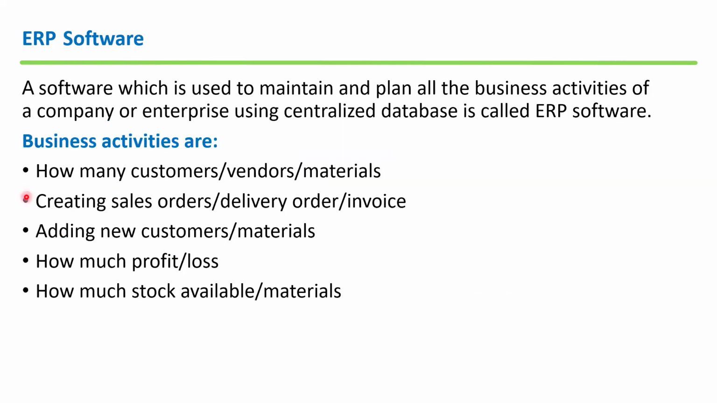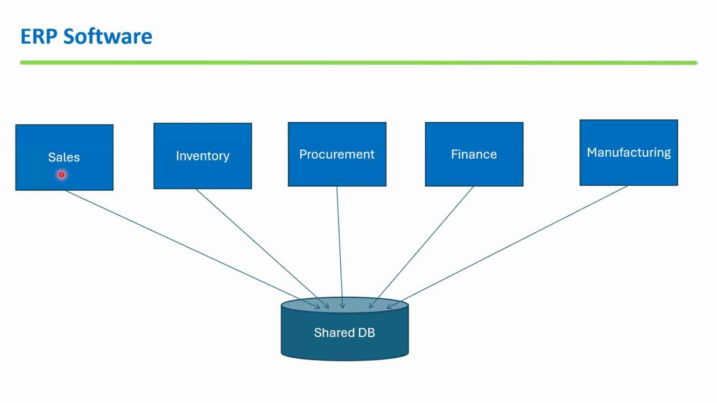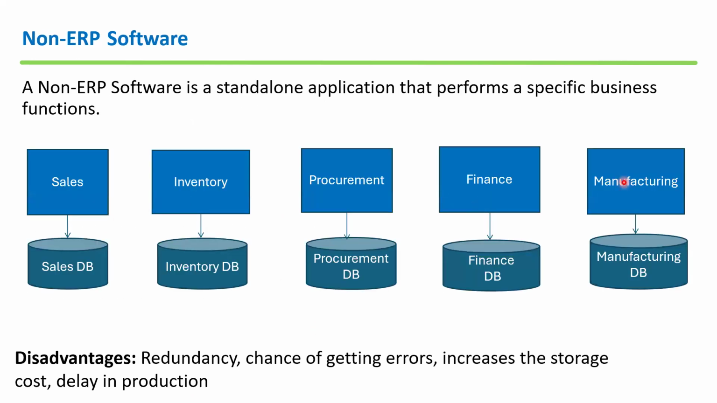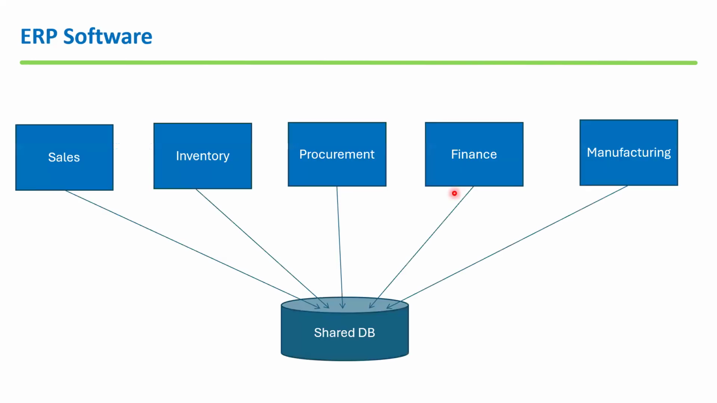Later on, they came up with the idea of ERP software. ERP software is used to maintain and plan all the business activities of a company or organization using a centralized database. A centralized database means every department can access a single database. Earlier, in non-ERP software, each department stored its data in a separate database, so it was very difficult to share information between departments. But with ERP software, everyone is using a single database. This is the centralized database.